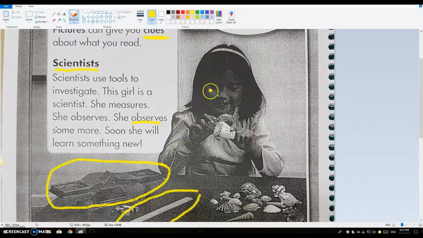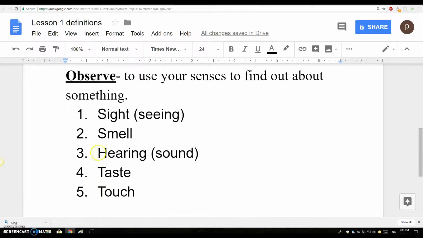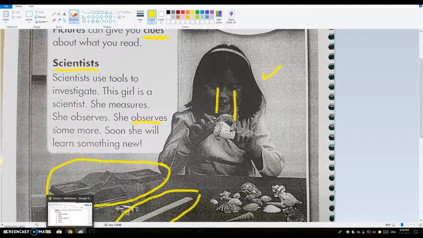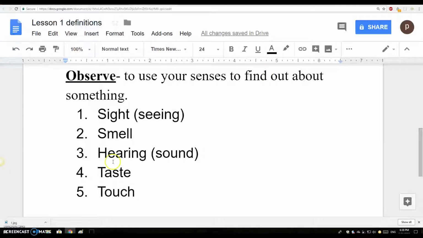So this girl is observing this seashell. So let's see, what does observe mean? Okay, observe. To use your senses to find out about something. You use your 5 senses. Number 1, sight, seeing things. So, is she using her sight? Yes, she's using her sight. Good, okay. What other senses do we have?